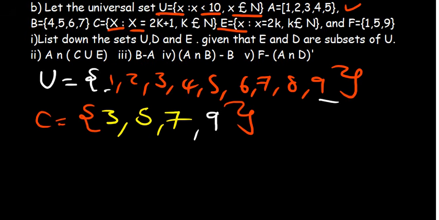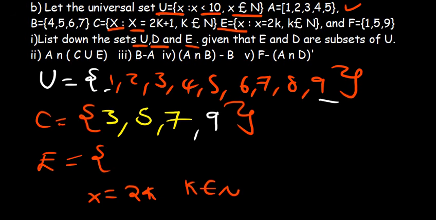So we've already listed U. We've already listed D. So we've even listed C, which was not even asked. Anyway, it's okay. Then E. So E is saying that x is such that x is equal to 2k. Then k should be a member of natural numbers. So in this case, we'll start by plugging in a 1. So we're trying to look at the natural numbers. So if we get a 1, it will be 1 times 2 is 2.